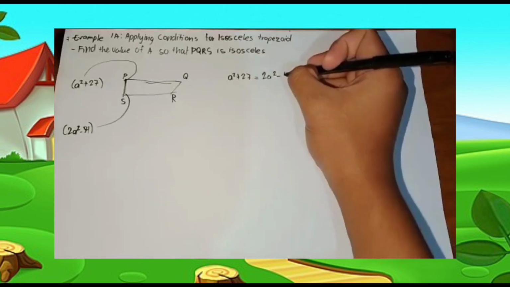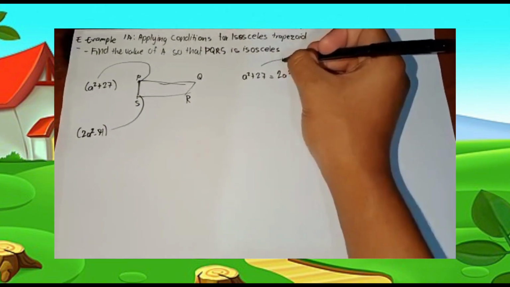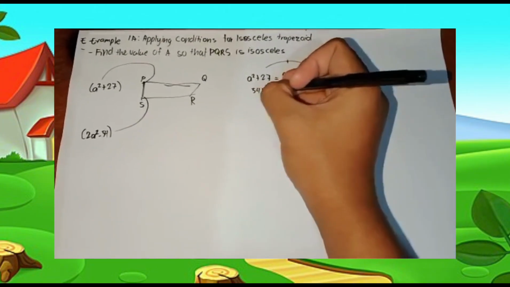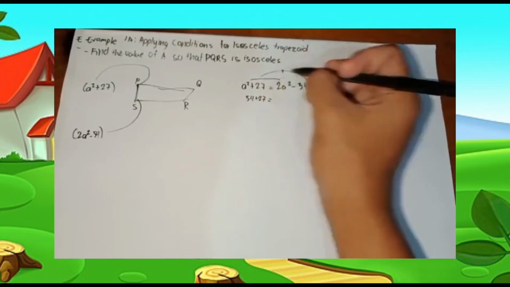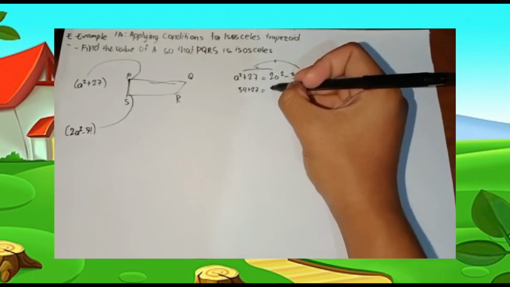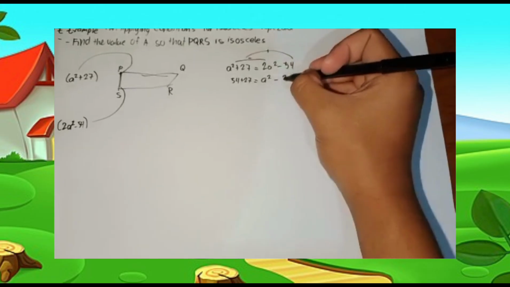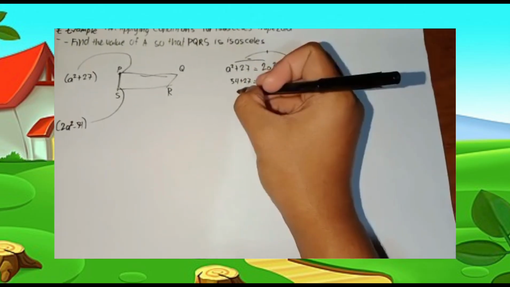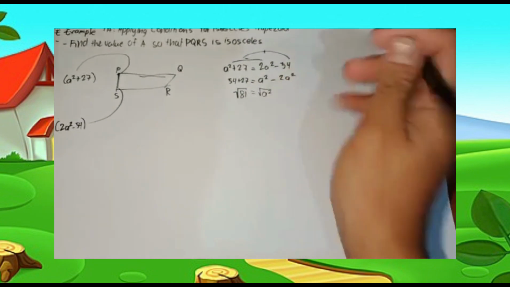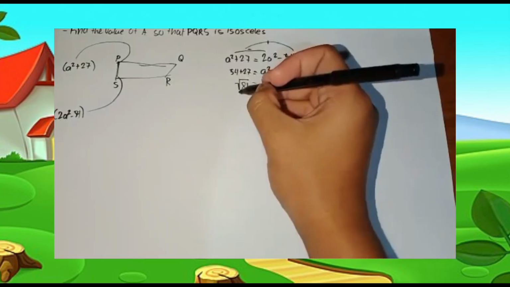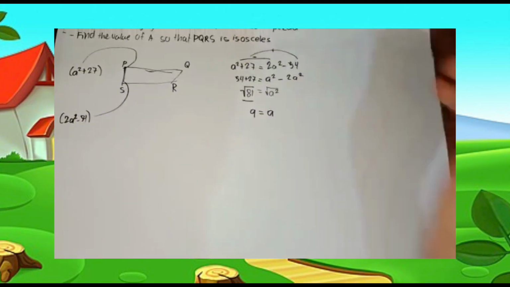And then, kunin to, ipag-plus 54 plus 27 is equals, then, kunin rin to, pag-minus A squared minus 2A squared. So, magiging 81. So, ito naman magiging A squared. Now, ipag-divide ito into 9. So, maging 9 equals to A. Yan.